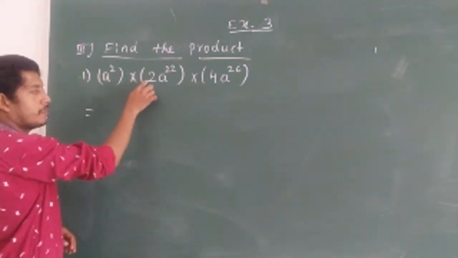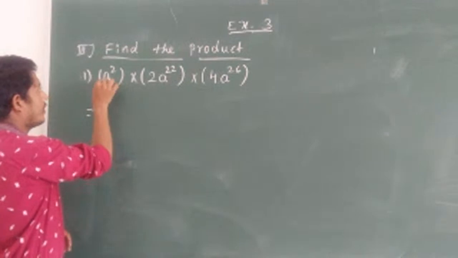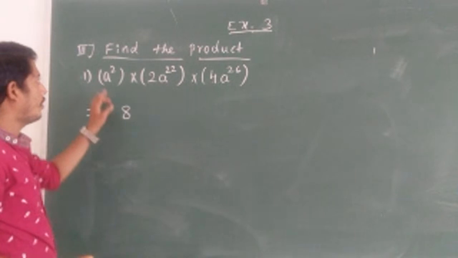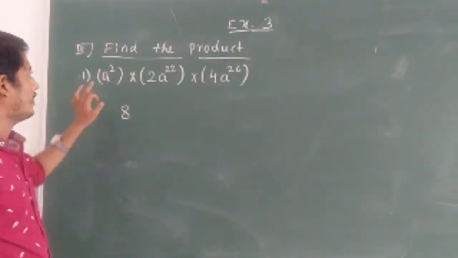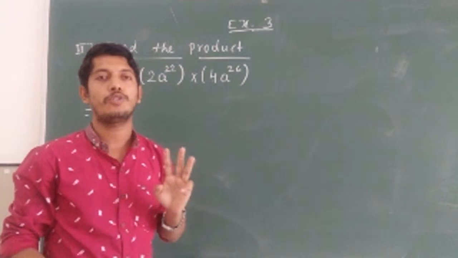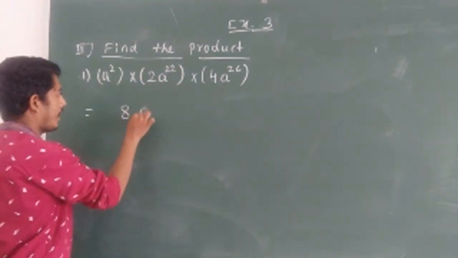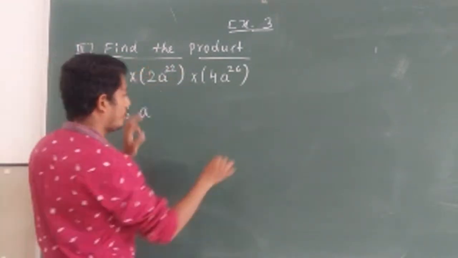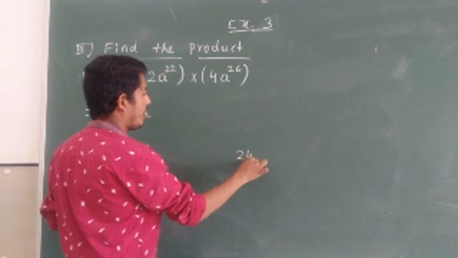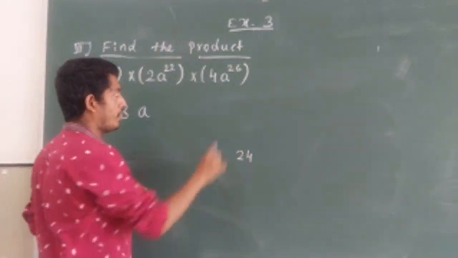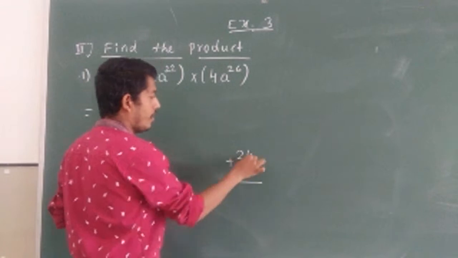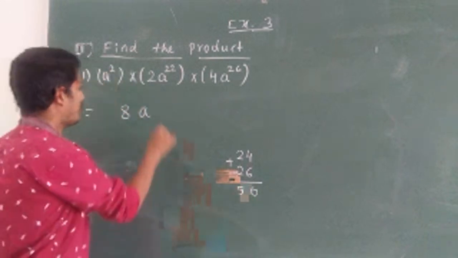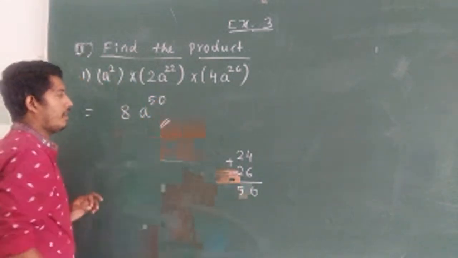Plus into plus, plus. Then 1 into 2, 2 4s are 8. Then a. In the three terms also the base term is same, so therefore I will write a as it is. Then we have to add the exponent value. So exponent 2 plus 22, it becomes 24. Then 26. We have to add 4 plus 6, 10, 1. 2 plus 2, 4, plus 1, 5. It becomes a raised to 50. Very short answer.